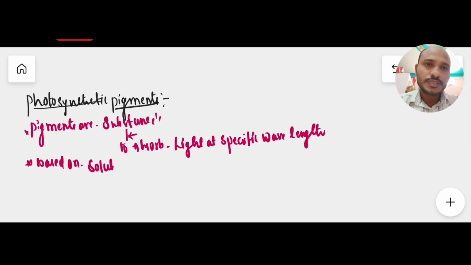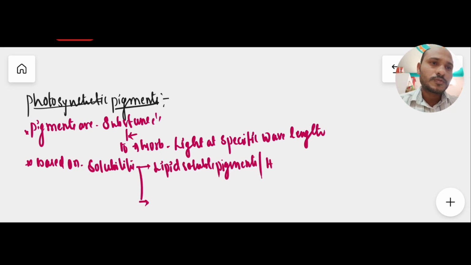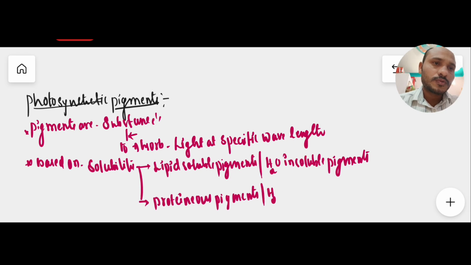based on the solubility of the pigments, these photosynthetic pigments are classified into two categories. They are lipid soluble pigments and one more type, that is proteinous pigments. Proteinous photosynthetic pigments are also called water soluble pigments.